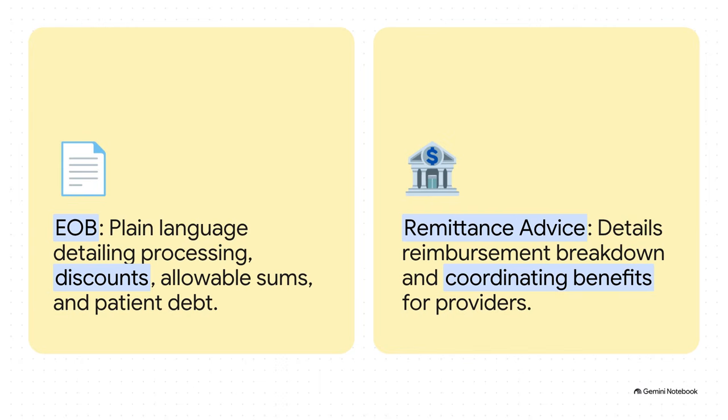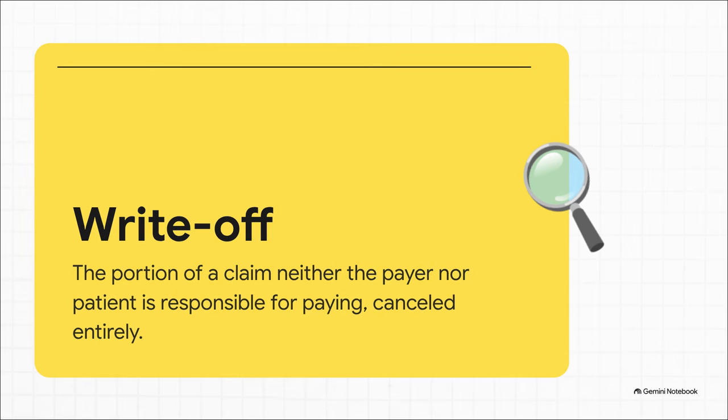So arguably, the most crucial piece of data on these documents is the write-off. This is basically money left on the table, and you are contractually obligated to cancel that portion of the bill. Say your standard fee is way higher than your negotiated insurance rate. You can't just turn around and bill the patient for the difference. No way. That difference is the write-off, and you must legally and ethically wipe it completely off the ledger.